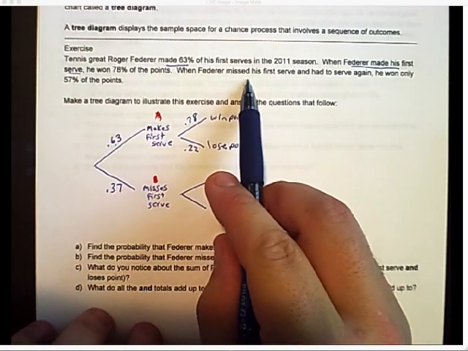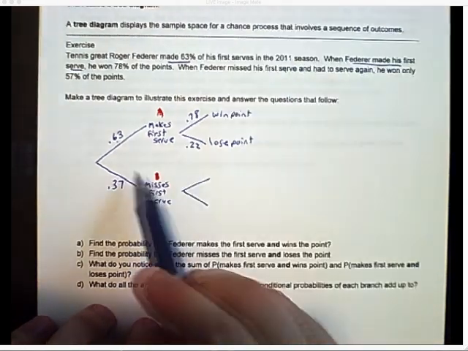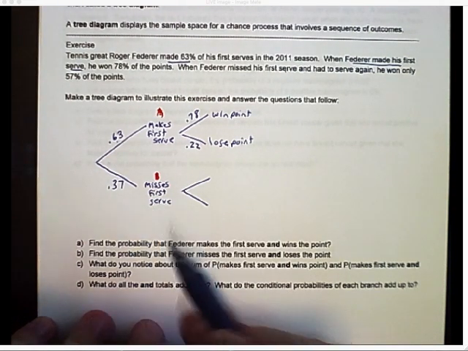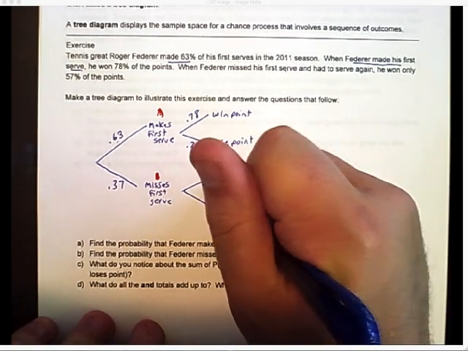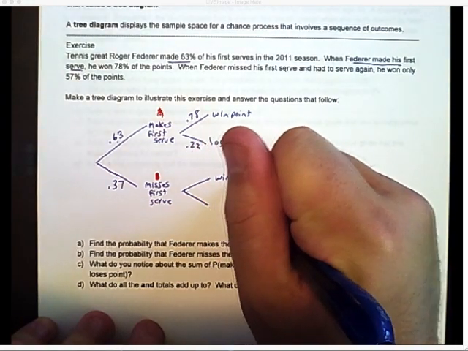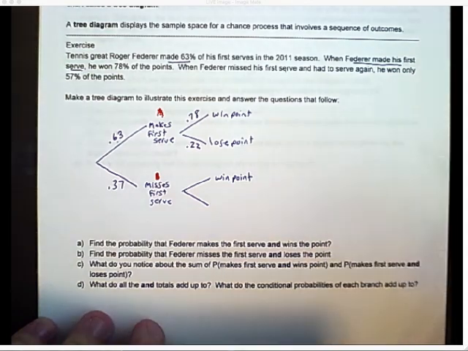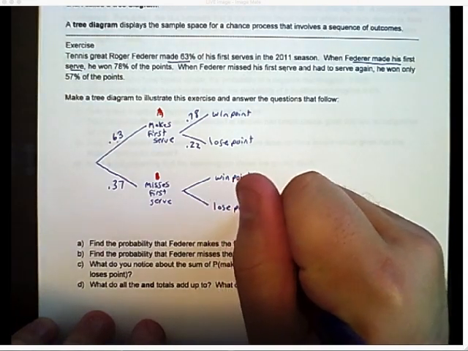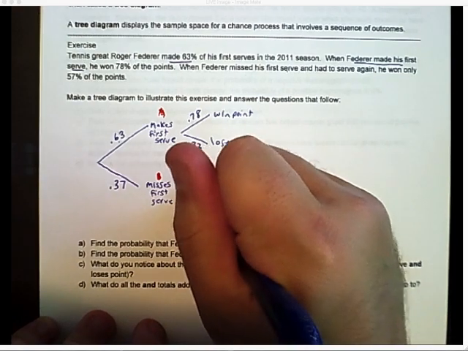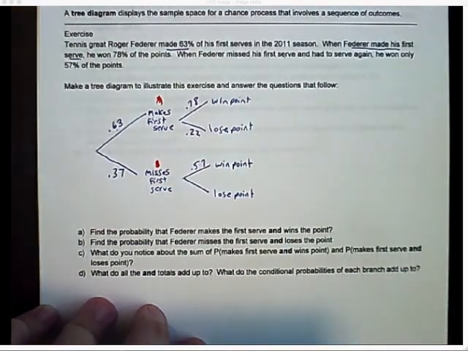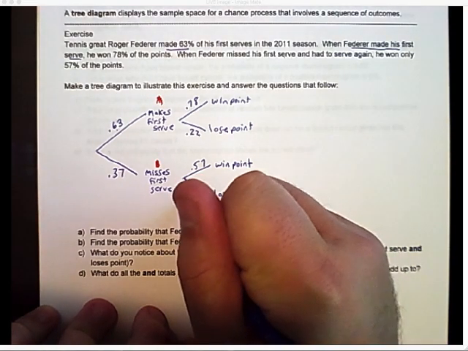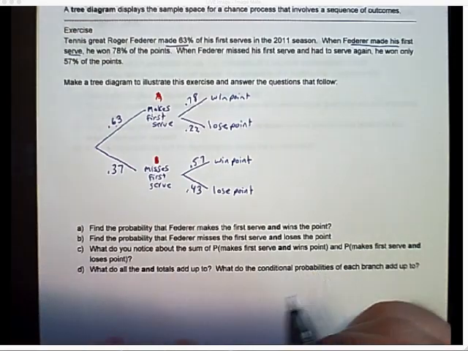When Federer missed his first serve, so now we're on this branch, he won only 57% of the points. So even if he misses his first serve, he gets to serve again, he can still win the point, or he can lose the point. There's only a 57% chance that he wins the point after he misses his first serve. So there's a 43% chance that he loses the point.